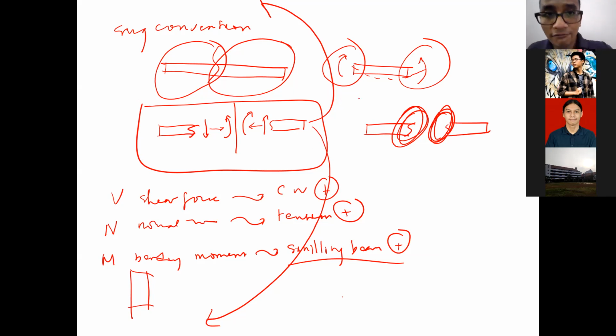So, if the beam is vertical, what are we supposed to do? If the beam is vertical, it will be a bit confusing, of course. Because you can rotate it. If the beam is horizontal, it's like this, you can rotate the sign convention to follow it like this, clockwise, or to follow it like this, counterclockwise. Either way, it's supposed to be okay, as long as you are consistent. Okay?